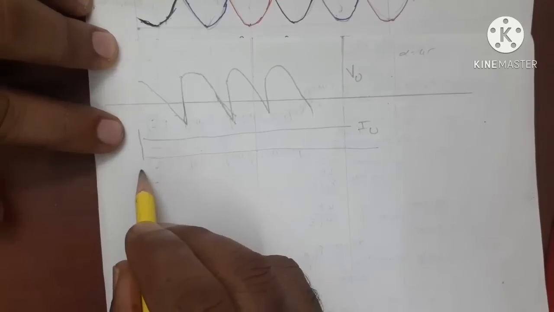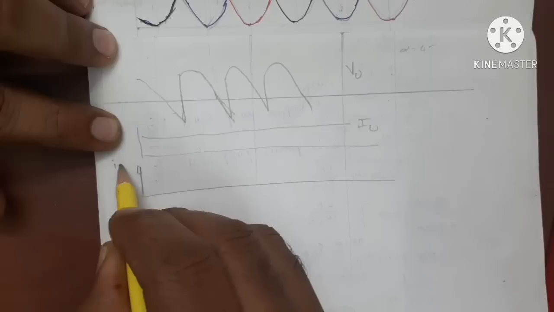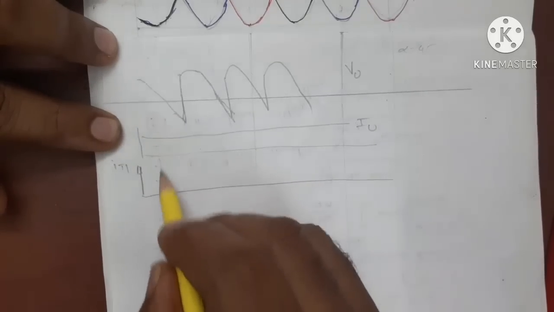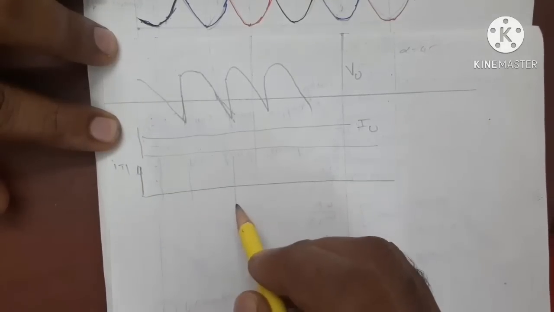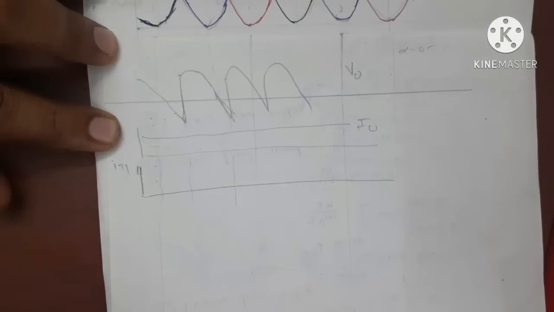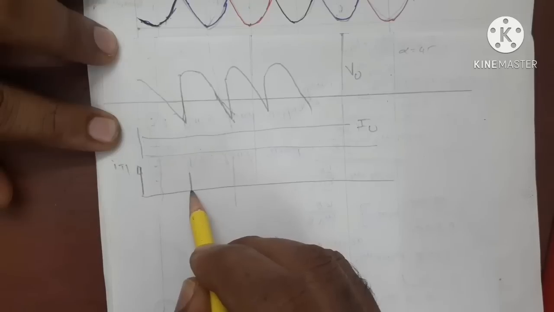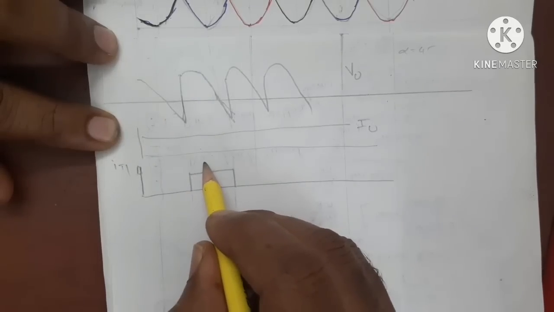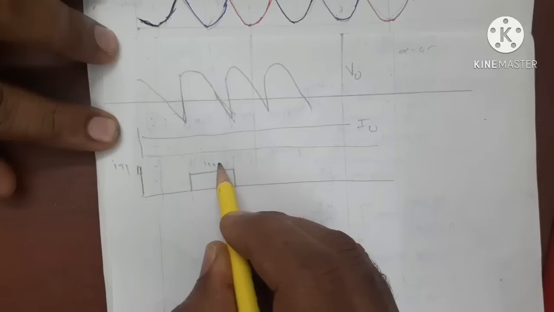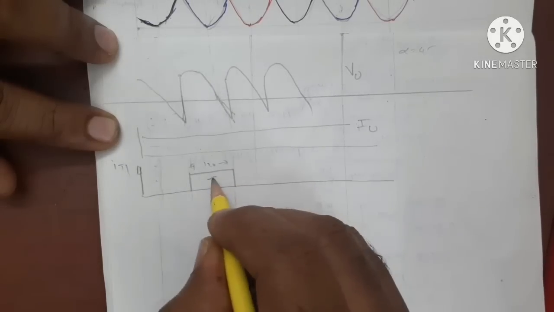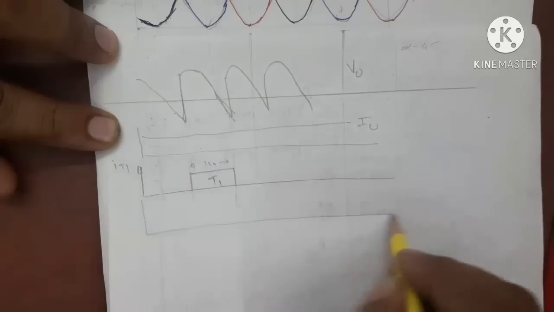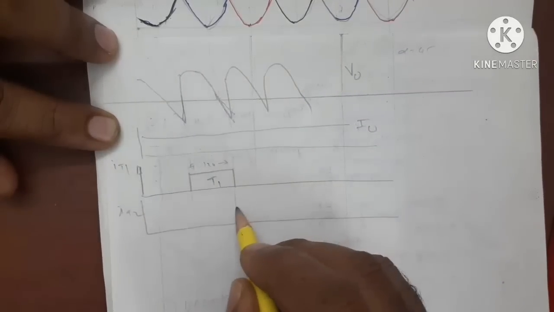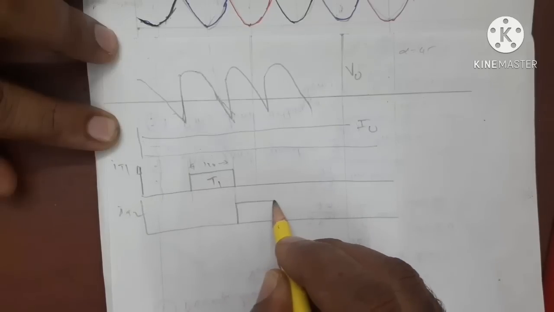Now if you are drawing the current IT1, this is IT1. From this interval, from omega t equal to 30 plus 45, or omega t equal to alpha, for 120 degrees, it will be flowing through thyristor T1. This is the conduction angle, and this is flowing through thyristor T1. If you are drawing the waveform for IT2, for the next 120 degrees it will be flowing through T2.